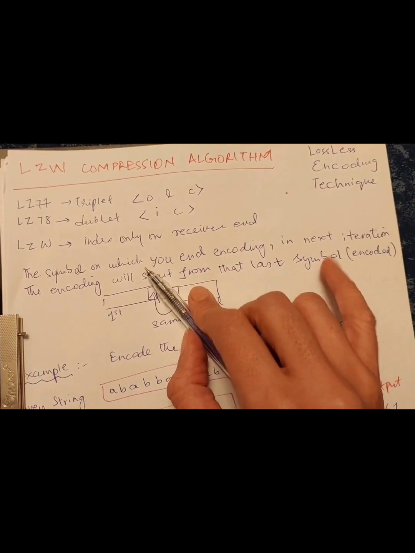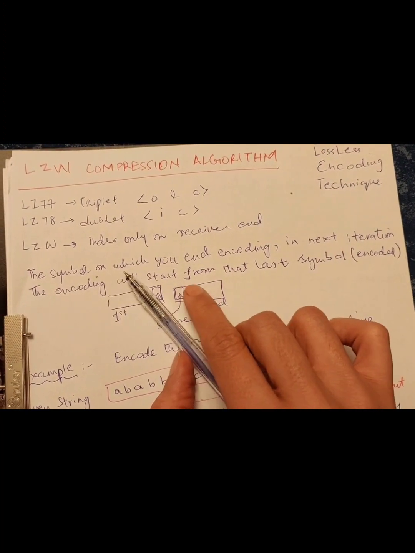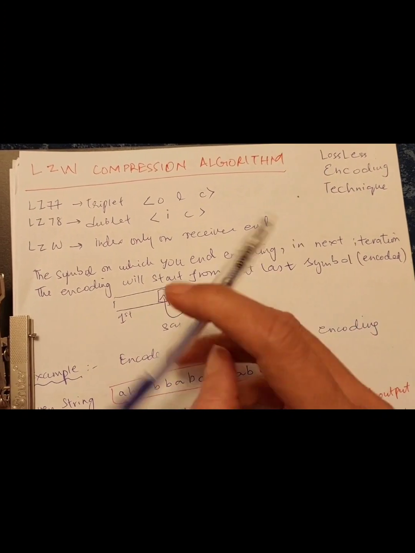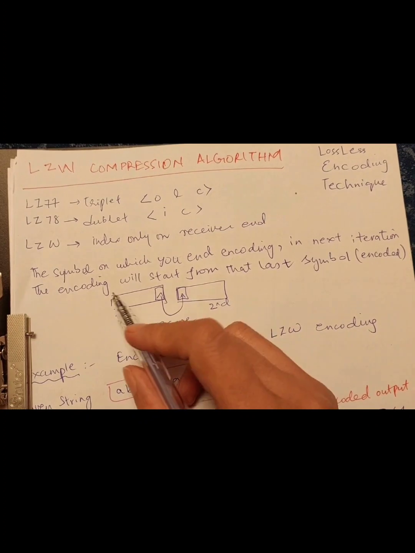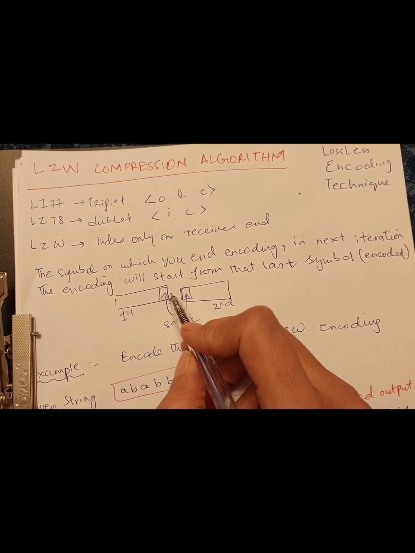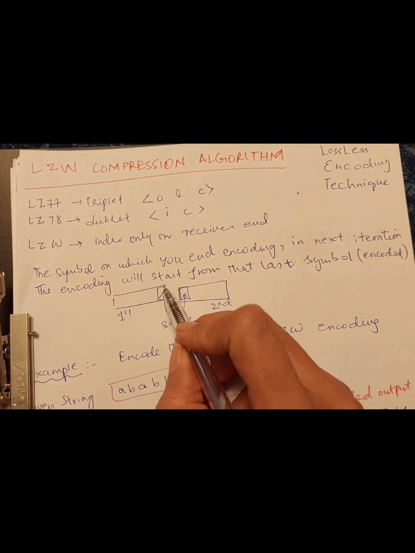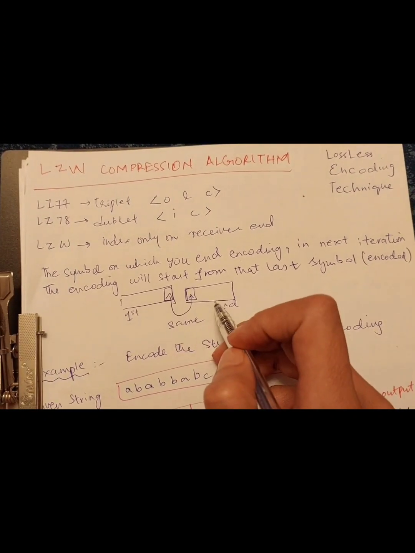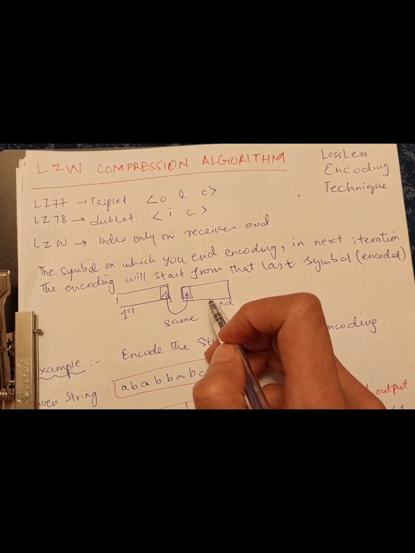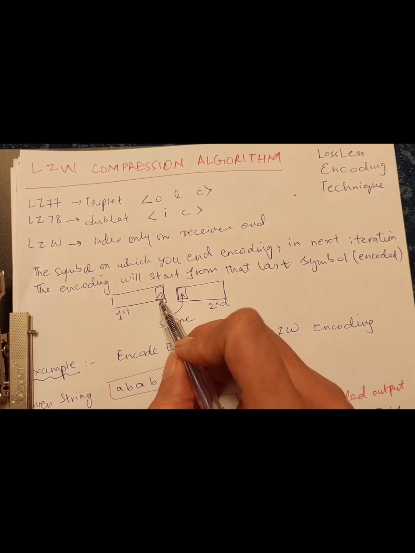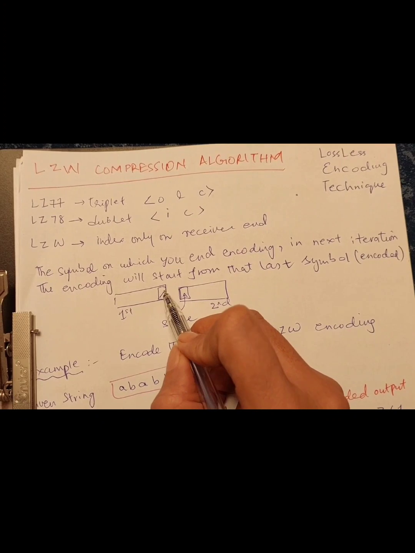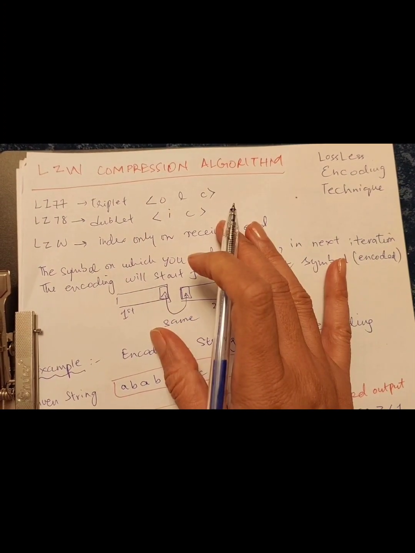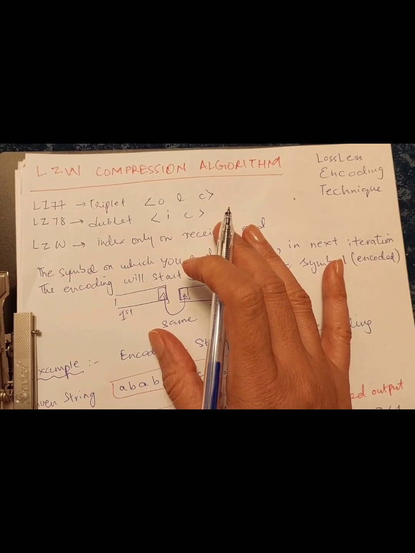Another very important point about this LZW compression algorithm is that the symbol on which you end your encoding, in the next iteration the encoding will start from that last symbol which you used in the previous encoding. For example, if this is the symbol you were encoding in the first iteration and it ended here, maybe on A, B, C, whatever the character is, then when you do the second iteration of encoding, you will start right from here. So this character will be the first character in your next iteration. These are two very important points that you have to keep in mind.